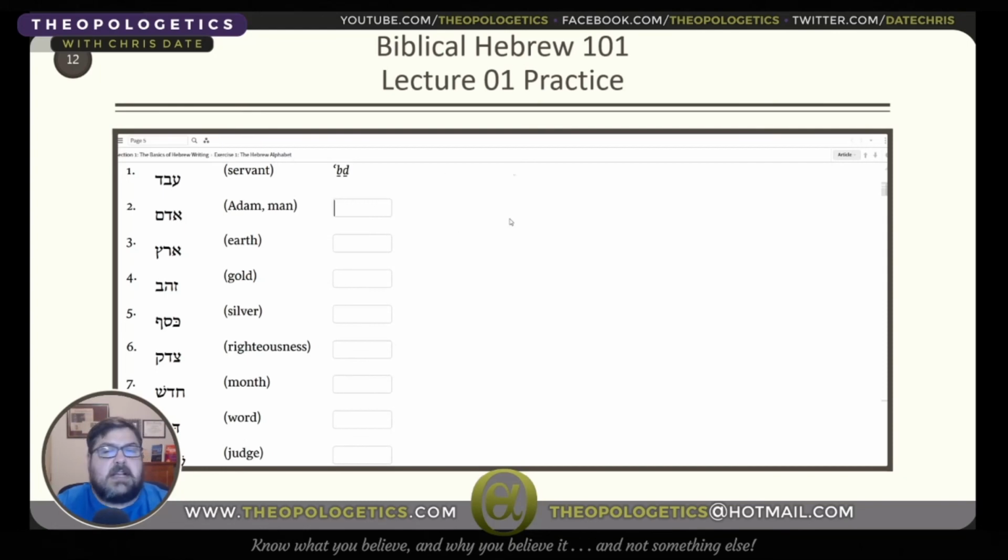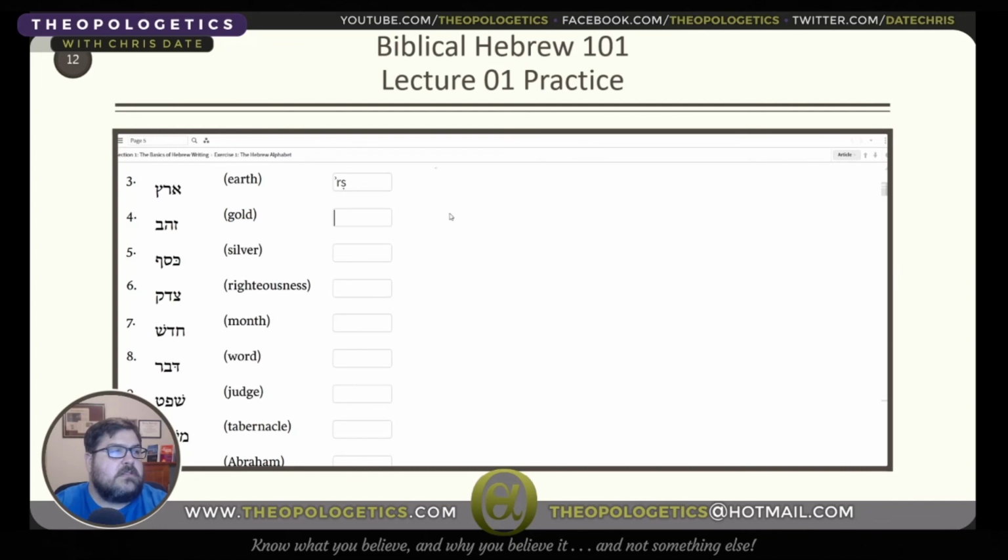This is the word Adam, and the Aleph is transliterated using a rightward pointing apostrophe-like symbol. The Dalet without a Dagesh is transliterated using a D with a line under it, and the Mem is transliterated using the letter M. This is the word Eretz, meaning earth. Again, we need a rightward pointed apostrophe, we need an R, and we need an S with a dot under it for the Tzadi. This word is Zahav, which means gold. The Zayin is transliterated Z, the Hey is transliterated H, and the Beit without a Dagesh is transliterated with a B and a line under it.